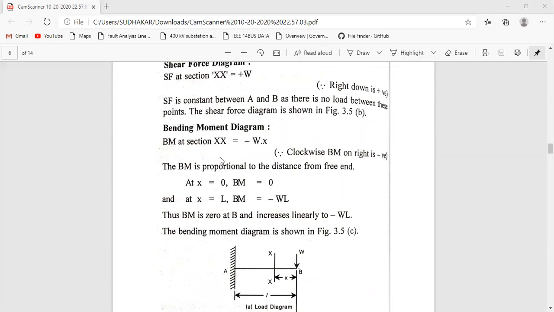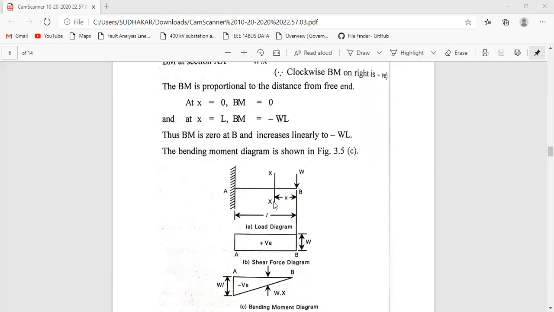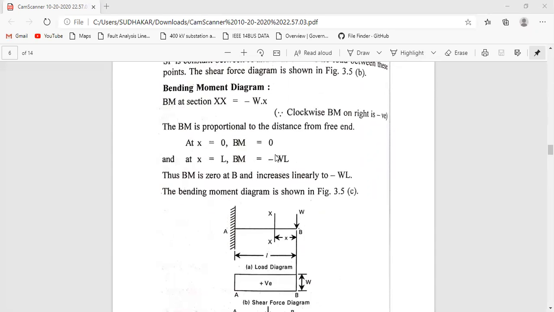In the case of bending moment, we need to calculate the bending moment at the section xx. This is the section xx. So the bending moment will be minus W into x. Why? Because the clockwise bending moment on the right side is negative. I'm considering the right side of the section. The bending moment due to the force W will be clockwise, in the sense that the force tends to rotate the body in a clockwise direction. So that's why I'm considering the negative sign.